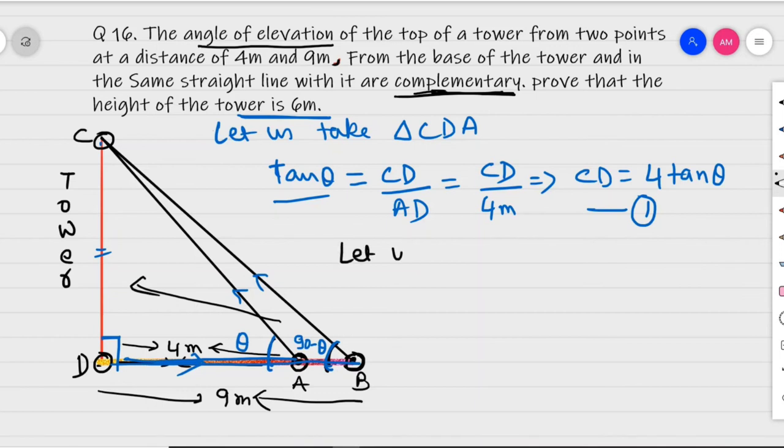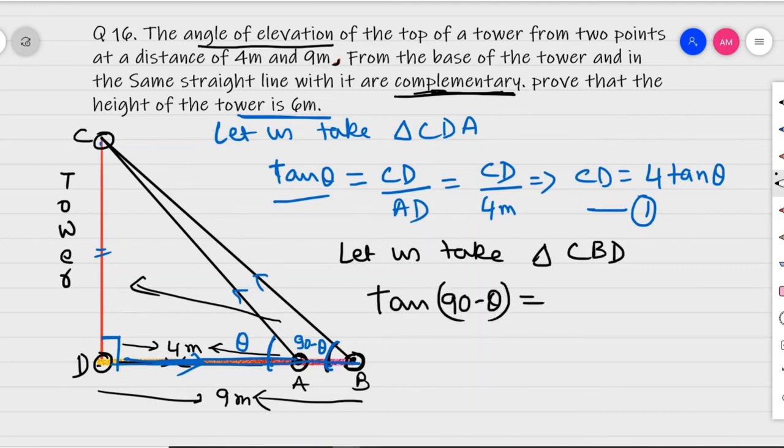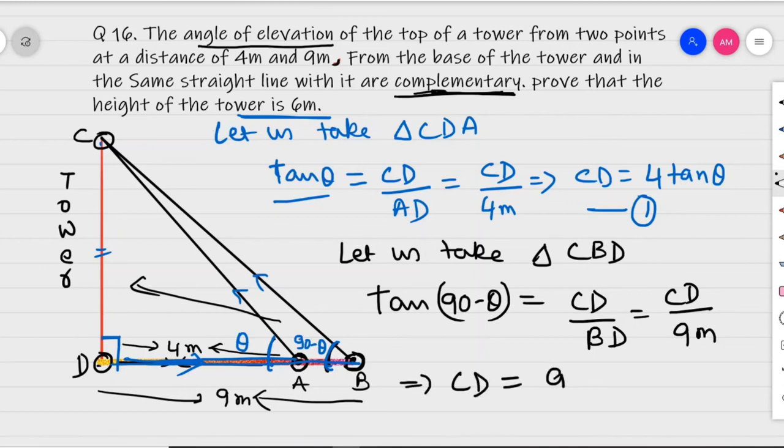Let us take triangle CBD. In triangle CBD, I am considering tan 90 minus theta, that is angle B, tan B. So tan 90 minus theta is nothing but tower, that is CD divided by BD. Now CD is not known to you, but BD is 9 meters, that you know. So from here you are getting CD is equal to 9 tan 90 minus theta. So this is your equation 2.